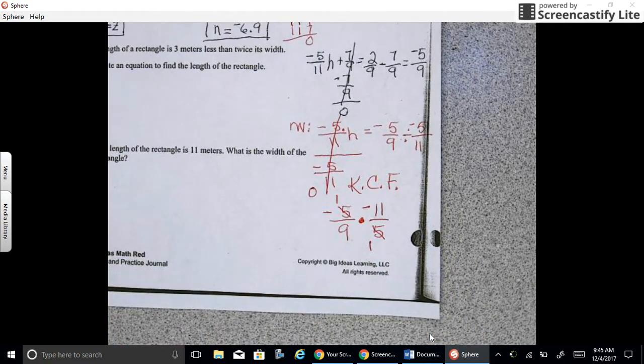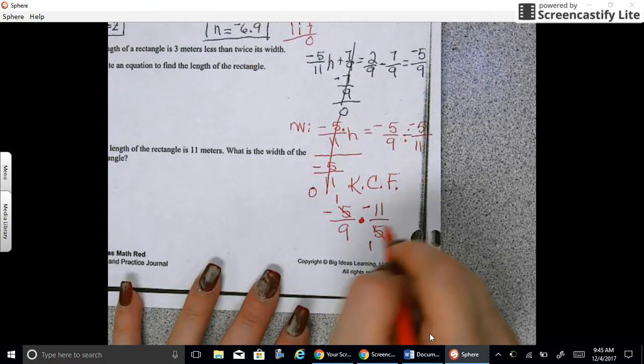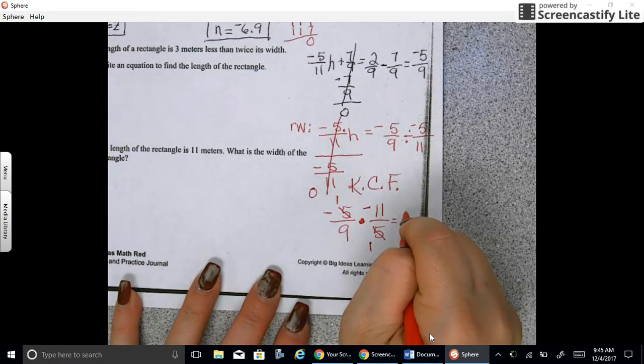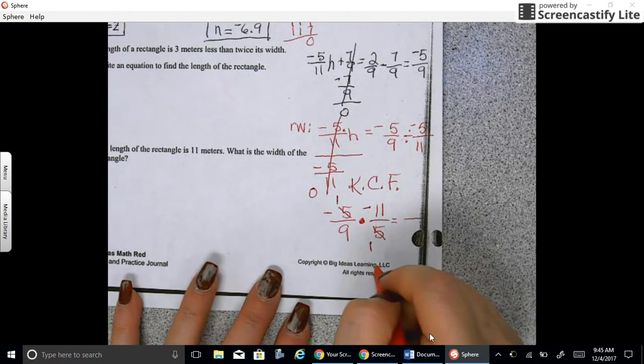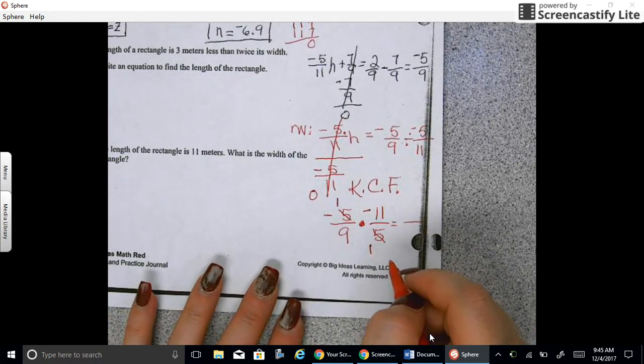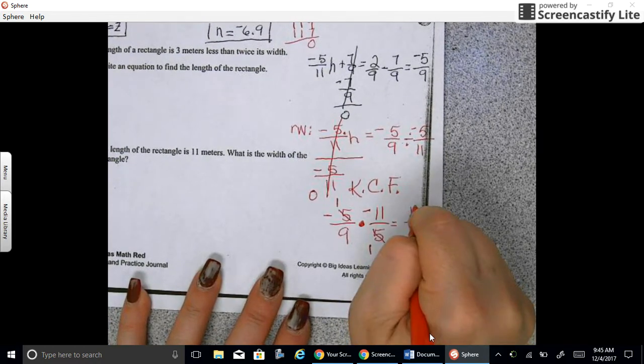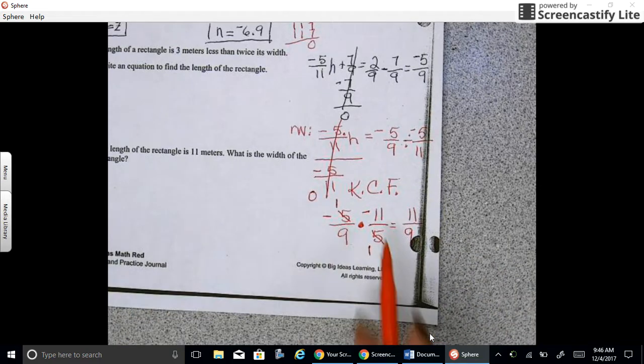Now, I just have to multiply. What's negative 11 times 1? Negative 11, right? And then what's 9 times 1? 9. So I got 11 and 9. I had 2 negatives. If I look at the wall for integer operations, if I have 2 of the same sign, I have a positive answer. So it's not going to be a negative 11/9. It's going to be a positive 11/9.